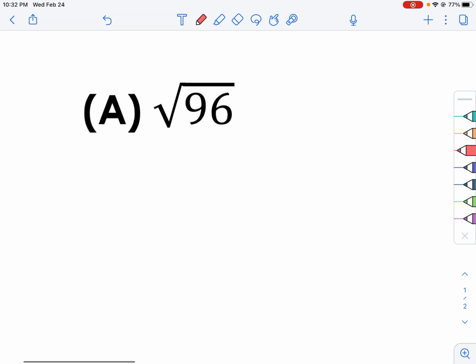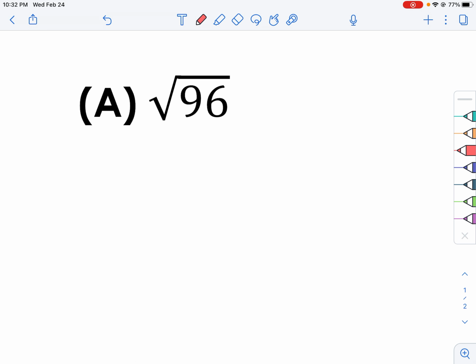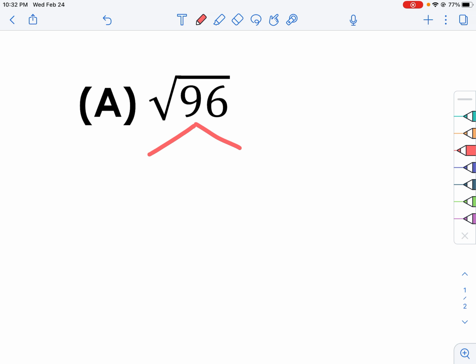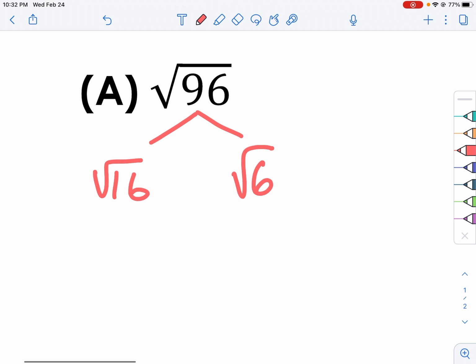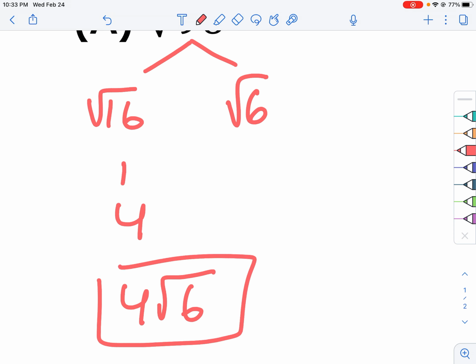So let's take a look at letter A, 96. We need to find a perfect square that divides 96. It's an even number, so I always like just dividing it by 4 to see what happens. 96 divided by 4, that gives us 24. 4 also comes out of 24, so that makes me think, well, if 2 square roots of 4 come out of 96, then 96 must be divisible by 16. So we have square root 16, square root 6, square root 16 gives us 4, so this is 4 square root of 6.